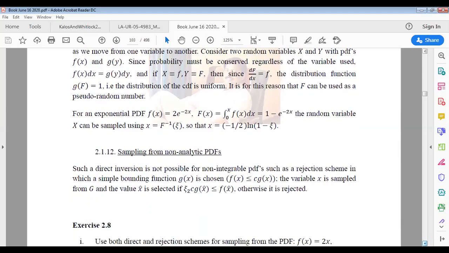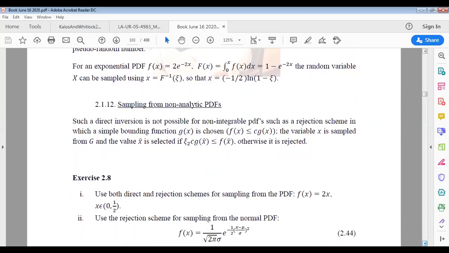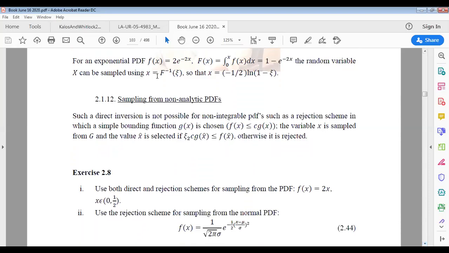So let me show you in practice what that means. Let's look at an exponential PDF, again back to the one we considered last time, that f of x is 2e to the minus 2x, and remember the mean value of this is a half. So the capital F of x, in other words the CDF, is 1 minus e to the minus 2x, and you see I can invert it so nicely.